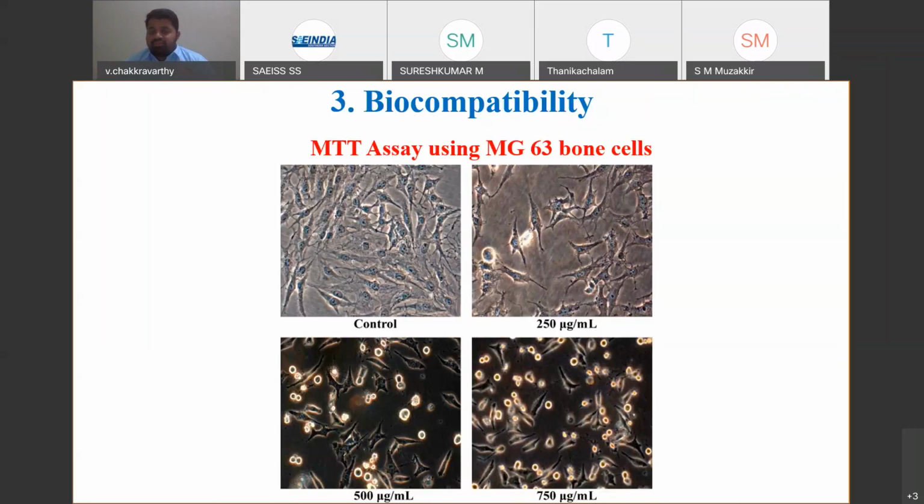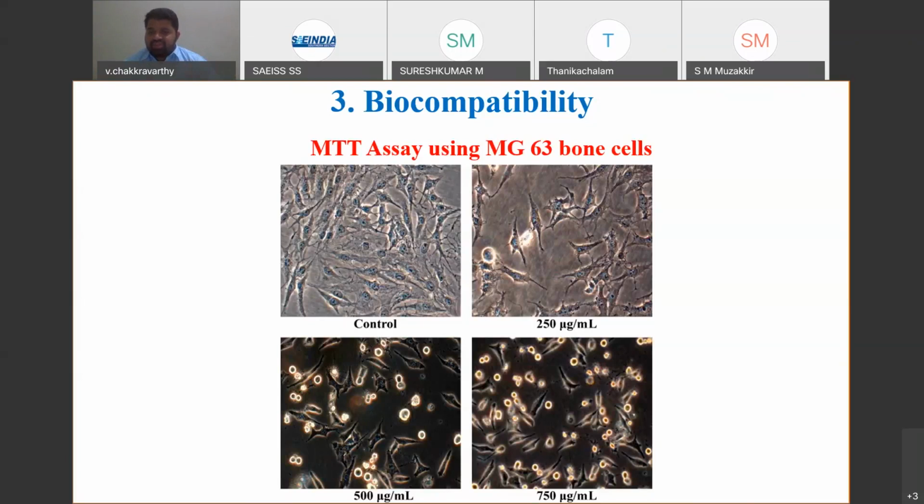are alive. For example, if your implant has some kind of cytotoxic nature, which is toxic to human cells, then obviously these MG63 bone cells will die, especially due to the toxic substances released from the implant. Okay, so generally we could check the biocompatibility using this MTT assay.